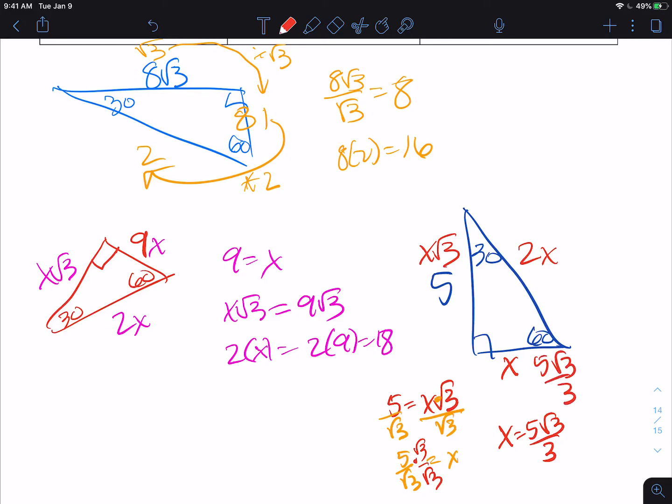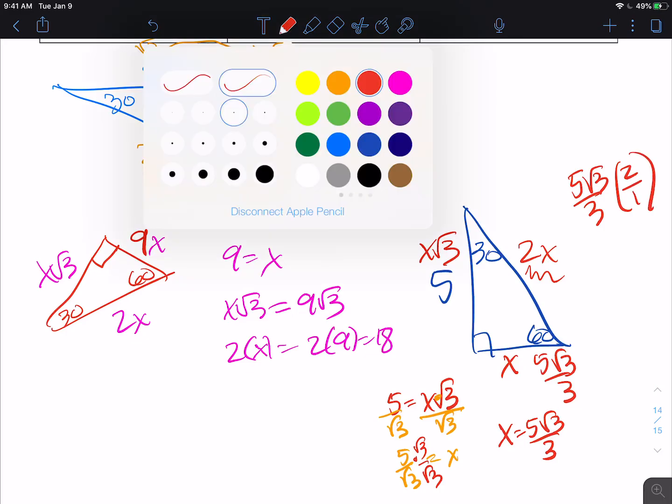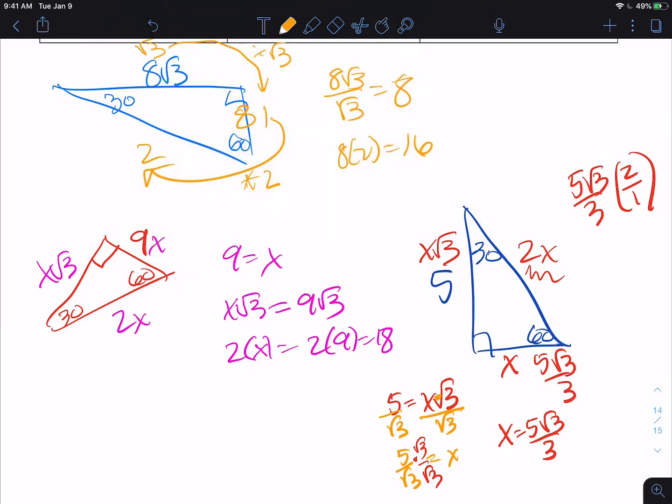Well, I need to find the 2x side. So to find the 2x side, we're taking 5 root 3 over 3 and we're timesing it by 2. Remember that 2 is really 2 over 1. And to multiply fractions, you multiply straight across. So this will be 10 root 3, because we do 5 times 2, over 3 times 1, which is 3. So then this side is 10 root 3 over 3.